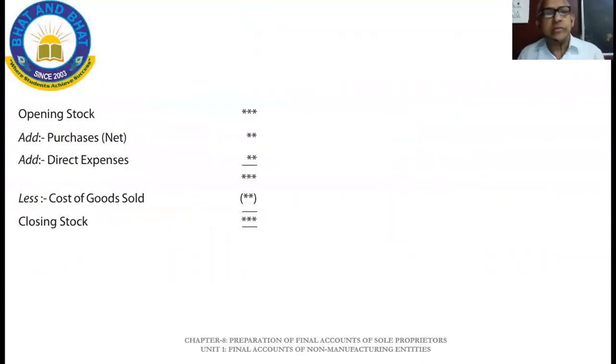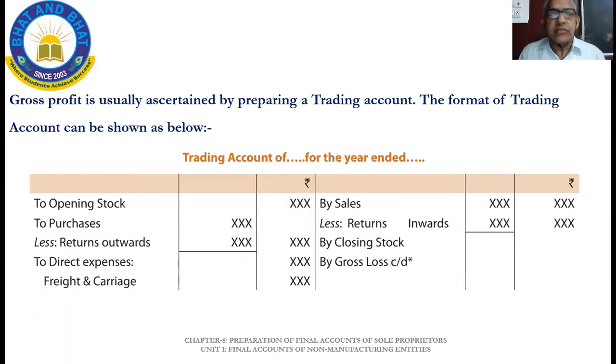Take this photo. This is the horizontal way of presentation. See, I am showing the cursor. See here, for this opening stock, these two are added and these two are subtracted. Yeah, take the photo, then I will move. Take this photo. This is the vertical presentation of trading account.